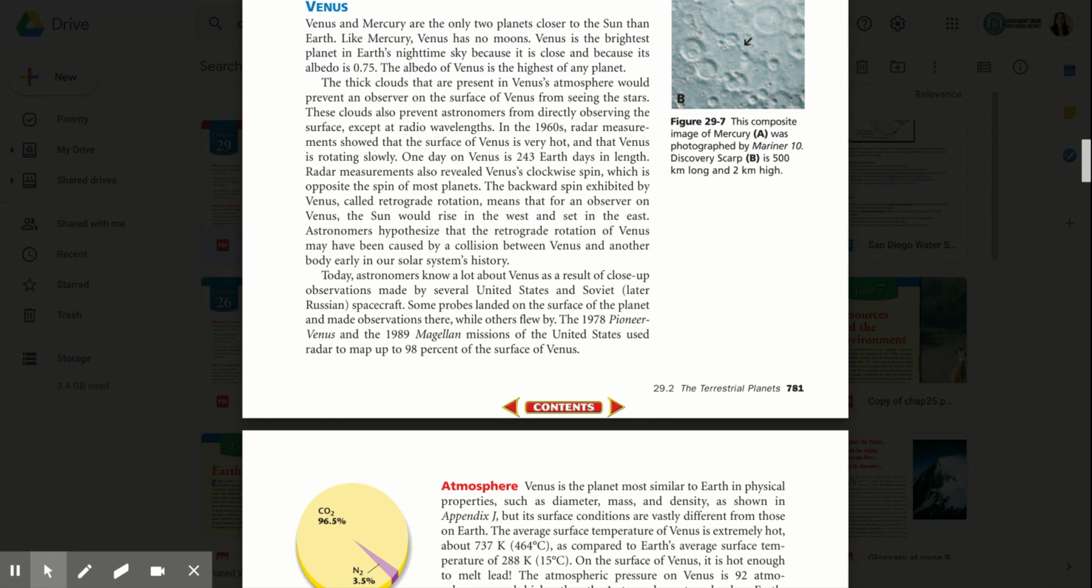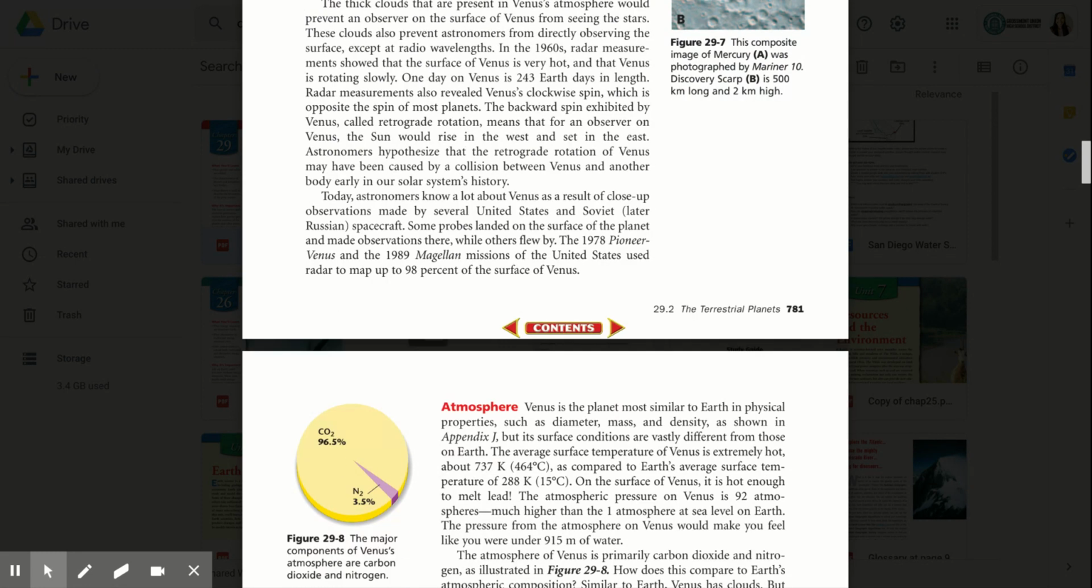The backward spin exhibited by Venus, called retrograde rotation, means that for an observer on Venus, the Sun would rise in the west and set in the east. Astronomers hypothesize that the retrograde rotation of Venus may have been caused by a collision between Venus and another body early in our solar system's history.